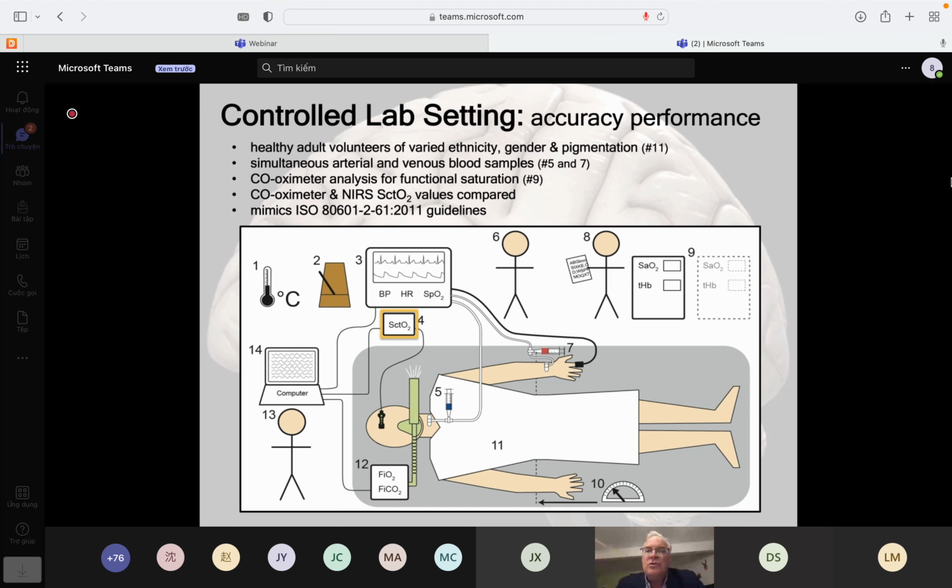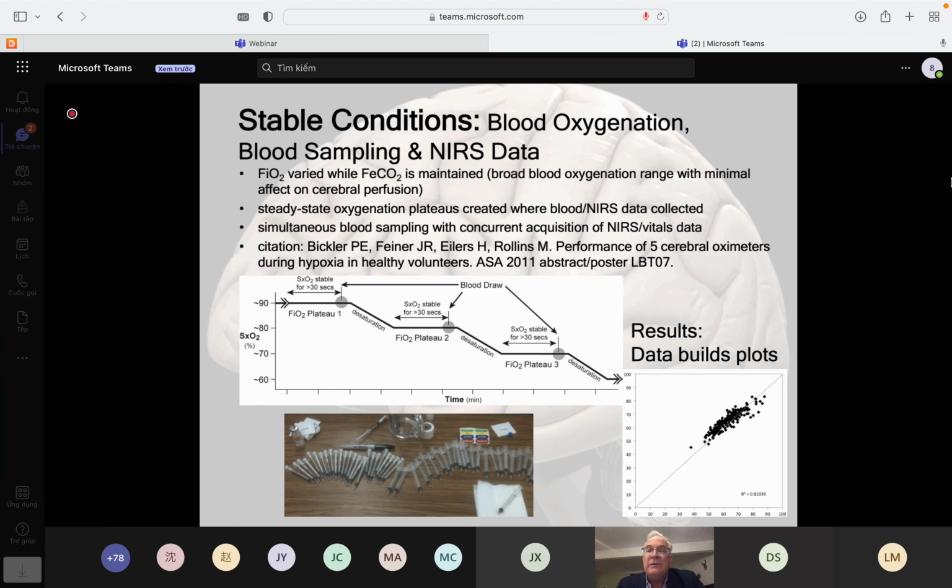And what you do now is you keep the CO2 constant and you change the oxygen concentrations, and then you draw blood gases. You check the arterial and the venous, and you multiply the arterial times 0.3 and the venous times 0.7, and that should give you what the machine shows. And you can change the FiO2 and you get different readings here, as you can see on this graph.